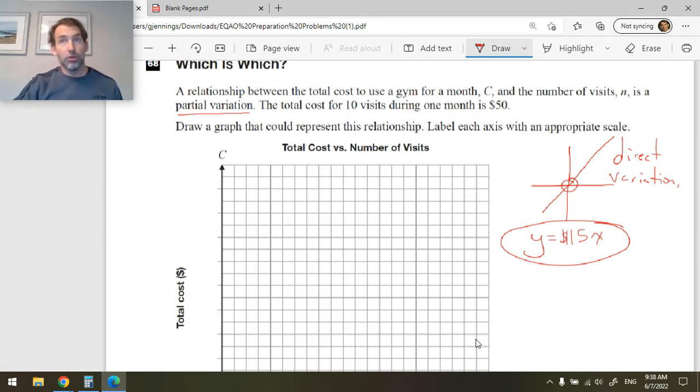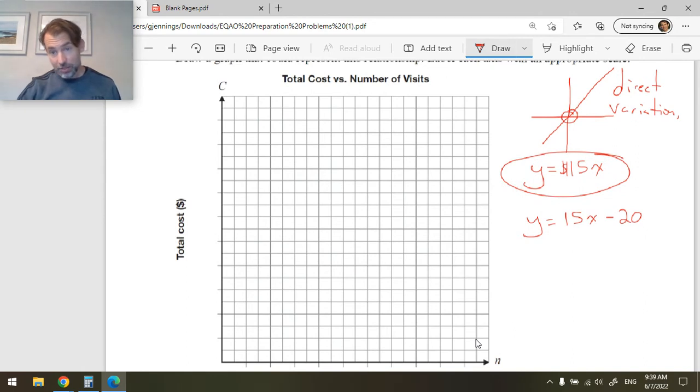Let's say you have to pay $20 to get to work each day, and you want to know, well, is it worth going into work or not? So there you would have y, your total income, equal to $15 per hour multiplied by the number of hours minus the cost to go to work. This is an example of partial variation. Why is that an example of partial variation? Because it starts down here and then goes up. It does not go through the (0, 0). This is called partial variation.